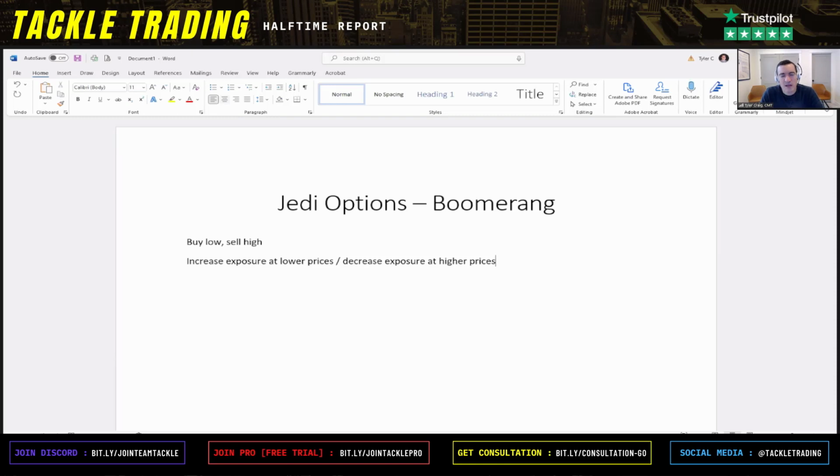What I like about the boomerang is that it allows you to buy low, sell high. By nature, it gets you longer at lower prices and less long at higher prices. It's a long way of saying it, but another way of saying it: it increases your exposure at lower prices, and it decreases your exposure at higher prices.